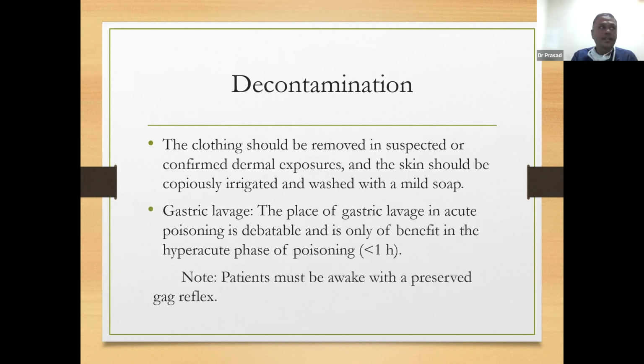For decontamination, the patient should be thoroughly undressed. The clothing should be removed in suspected or confirmed dermal exposures, and skin should be copiously irrigated and washed with a mild soap. So for example, someone presented to your emergency department or ICU with an alleged OP poisoning consumption, you will have a clear odor, and the risk of dermal exposure is also very high and can cross-contaminate staff also. So the priority is he should be thoroughly undressed and checked for all dermal exposures, and the skin should be copiously irrigated and washed with a mild soap.